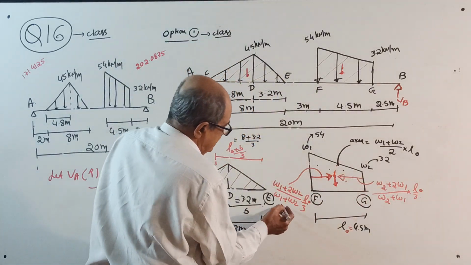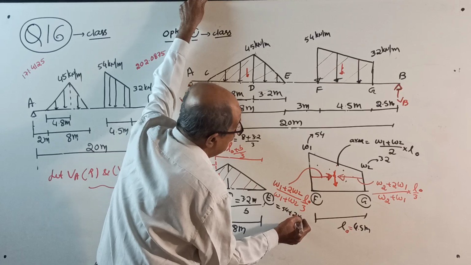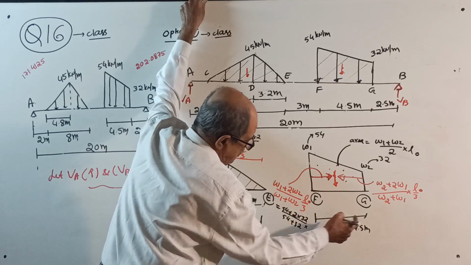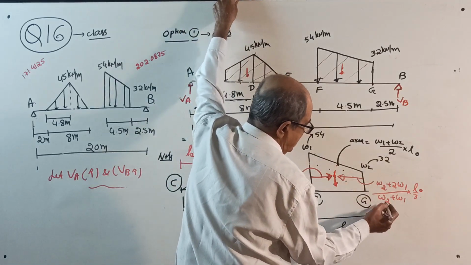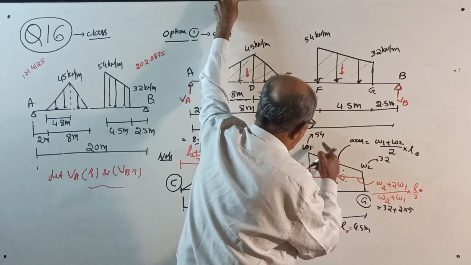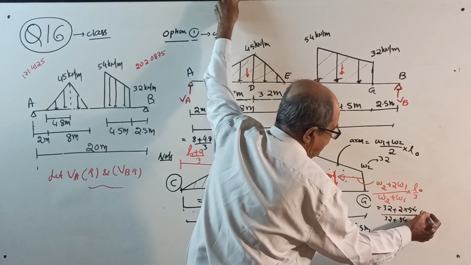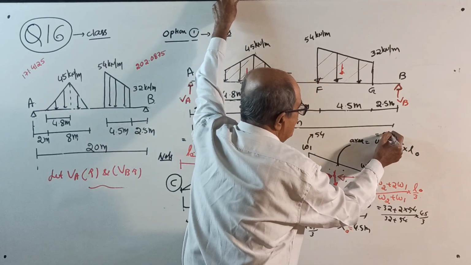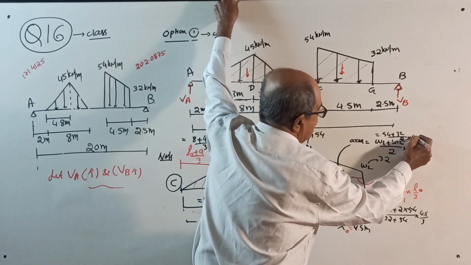If I substitute here, W1 is 54: (54 plus twice 32) divided by (54 plus 32) into 4.5 divided by 3. If I substitute from the other side, it is W2: (32 plus twice 54) divided by (32 plus 54) into 4.5 divided by 3. And the total load area is (54 plus 32) divided by 2 multiplied by 4.5.